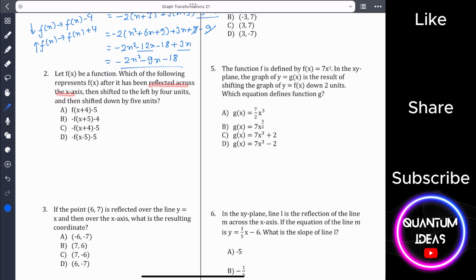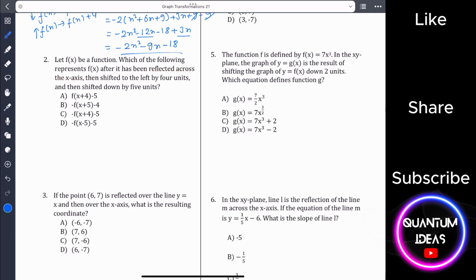Basically, when a function is reflected along the x-axis, just replace y with minus y, or you can simply multiply f(x) by minus, that is, write minus f(x). So this is reflection across the x-axis. If you have to reflect across the y-axis, then just replace x in the function with minus x, that is, f(x) with f(minus x).